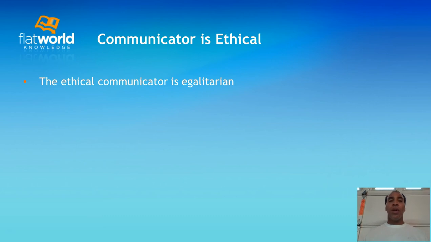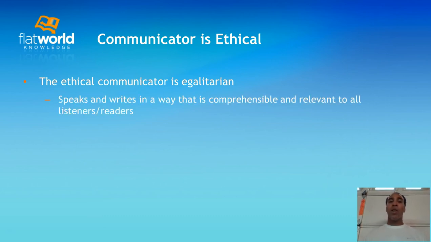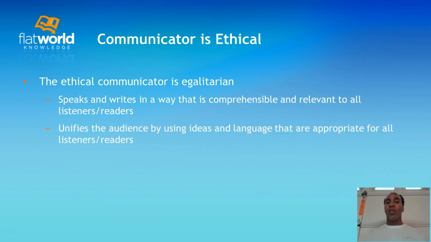The ethical communicator is egalitarian. They speak and write in a way that is comprehensible and relevant to all listeners and readers, not just to a subset that I want to appease. I want it to be applicable and able to communicate to everyone. They unify the audience by using ideas and language that are appropriate for all listeners and readers, right? So it has to be appropriate for everyone, not just, like I said, a small subset that I may like more than others.